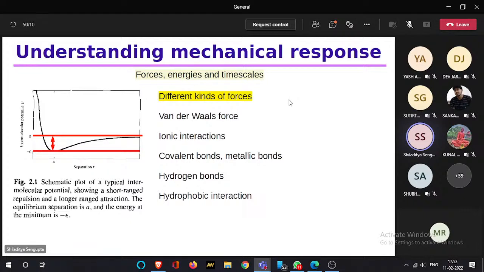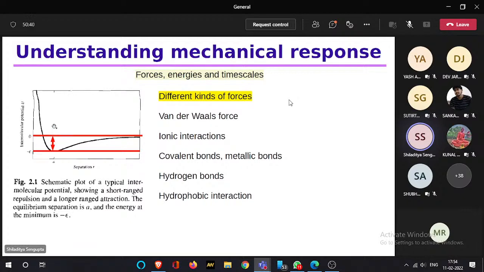In order to understand that, you have to understand a few things, which are the different kinds of forces, meaning interatomic and intermolecular forces, present in different kinds of material. Here I give you several different types of examples, but I'm just mentioning the names. This is the van der Waals force, and this is a generic picture of how it looks.